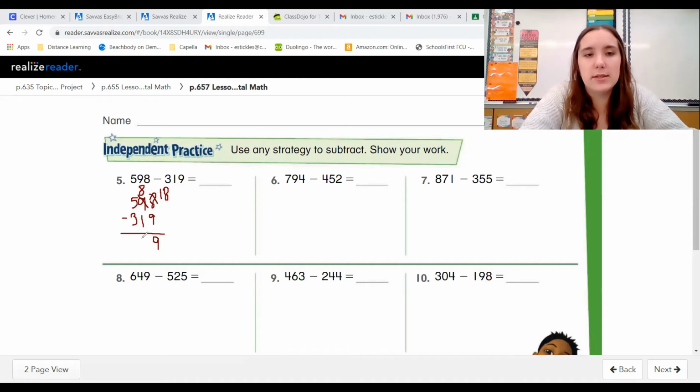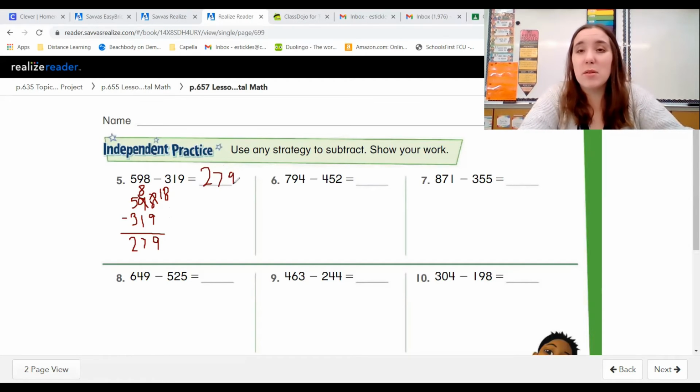8 tens minus 1 ten is 7 tens. And 500s minus 300s is 200. So my answer is 279. Oh, 279, there we go. Okay, it can be pretty easy. Go ahead and do number 6, choose whatever strategy you want to use, solve it, find your answer, and then come back to me when you are all done and we'll double check.